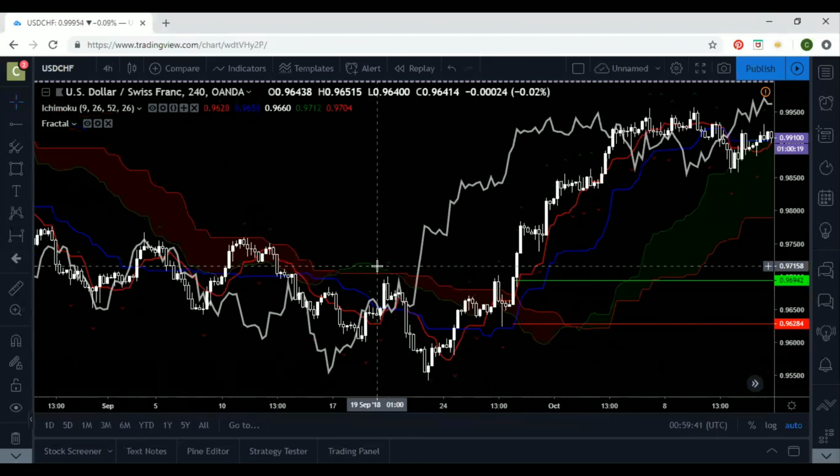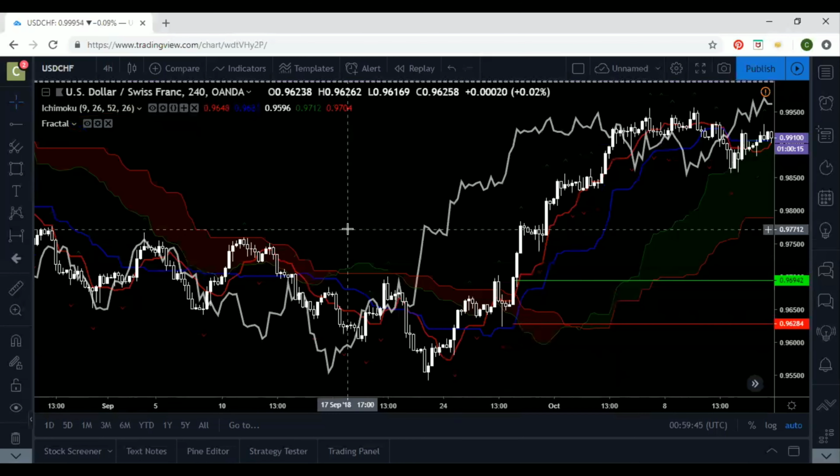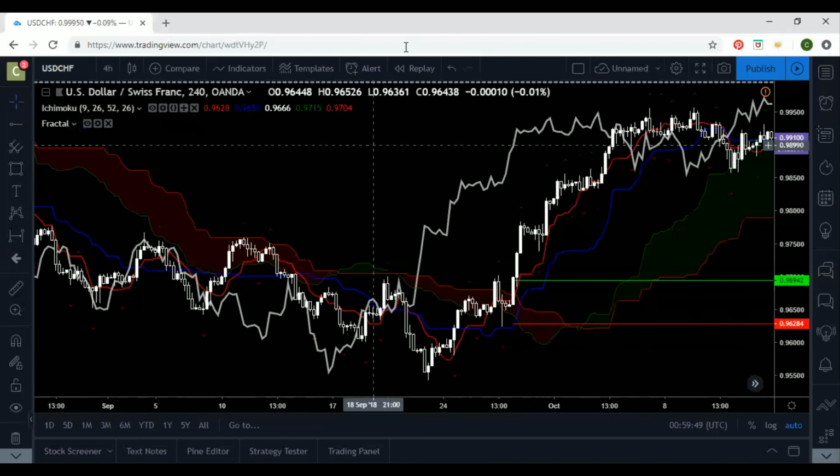This is the best strategy, in my opinion, for beginners, for Ichimoku, and anybody that's beginning in Forex, that's a visual learner.